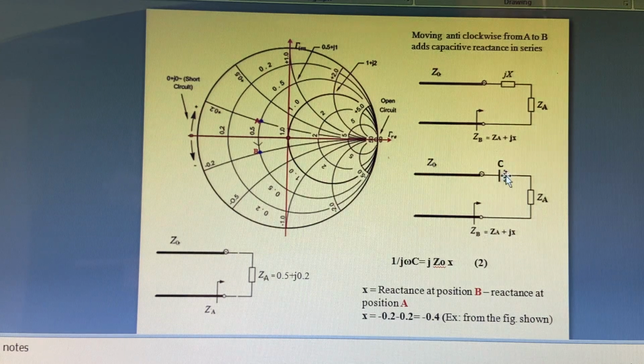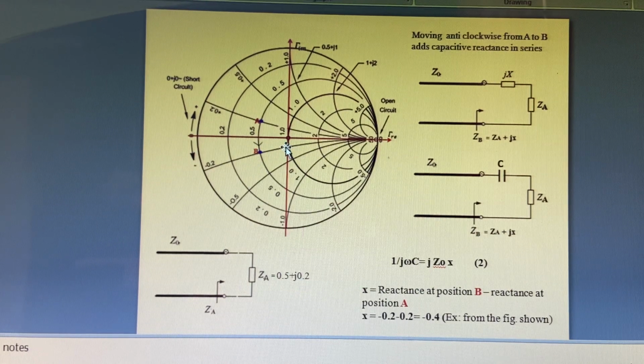Because you are moving on the resistance circle in the anti-clockwise direction, it adds a capacitor as shown here. You have to find the value of C. To do that, you have to calculate the X value using this equation. So here, the reactance at position B means what is the reactance at this position.